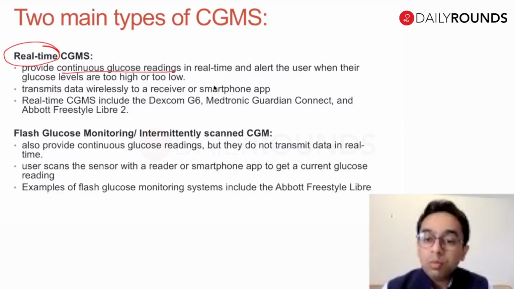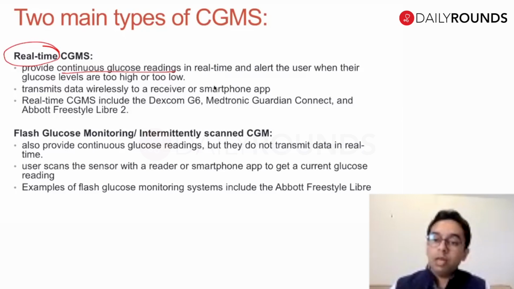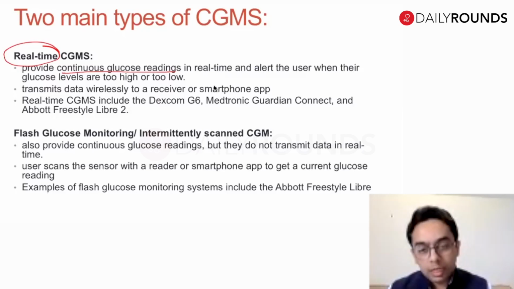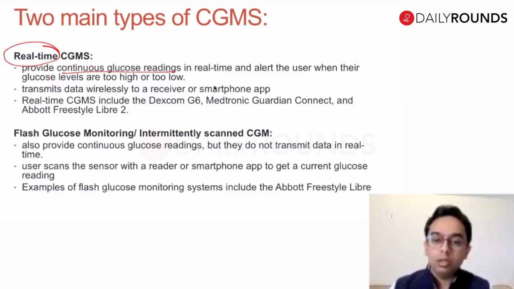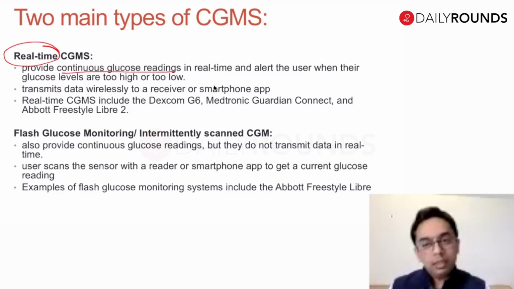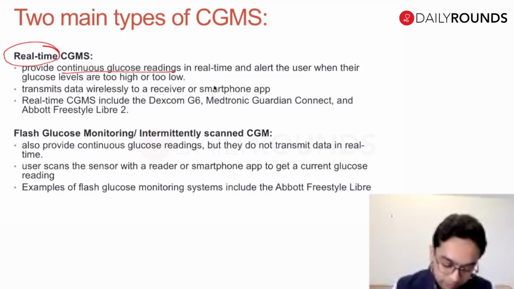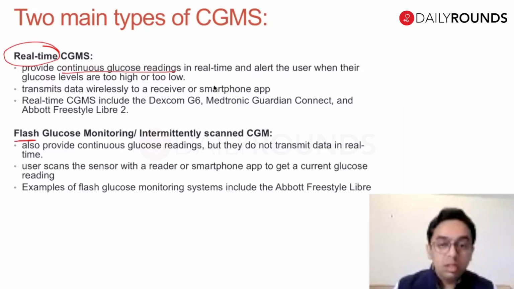So what is the problem here? That the patient does not have continuous reading, though the sensor is checking blood sugar continuously. The sugars are being recorded in the sensor. That is okay, but the patient is not getting that information. Okay, so that is flash CGM.